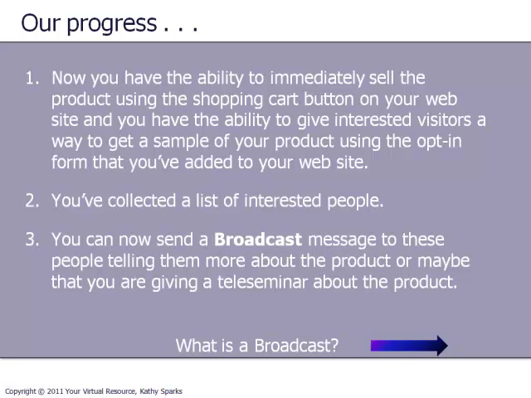Now you have the ability to immediately sell the product using the shopping cart button on your website, and you have the ability to give interested visitors a way to get a sample of your product using the opt-in form that you've added to your website. You've collected a list of interested people. You now can send a broadcast message to these people telling them more about the product, or maybe that you're giving a teleseminar about the product.